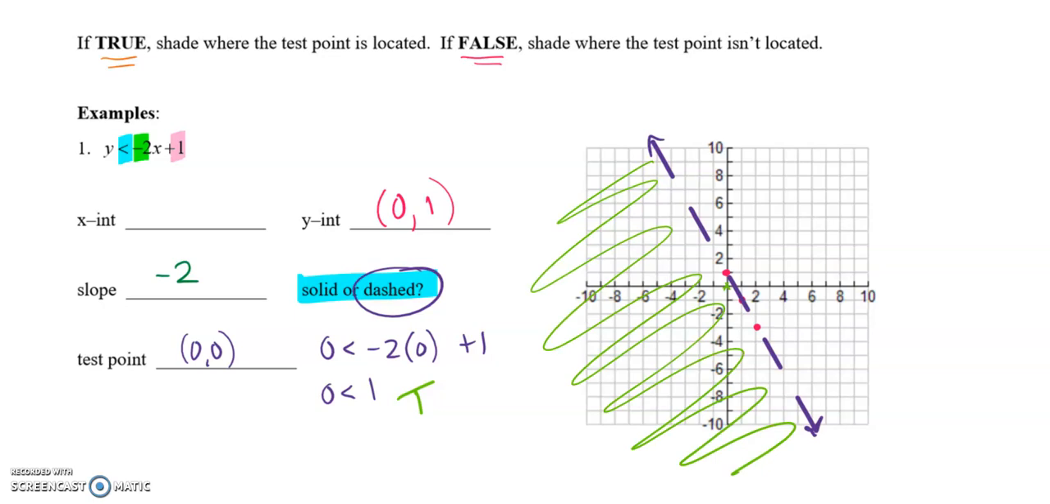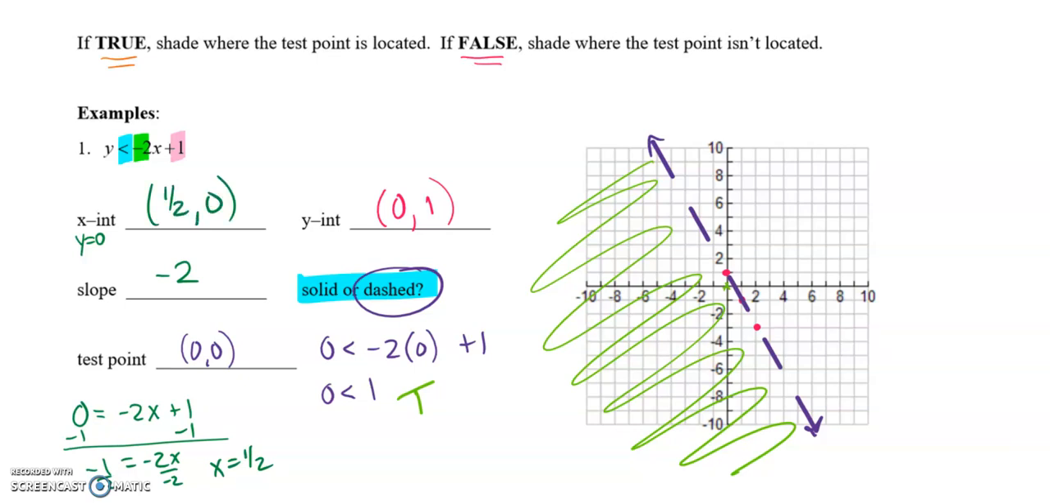The only other thing I have to answer is what's the x-intercept? We know at the x-intercept, y is equal to 0. So we'll have 0 equals negative 2x plus 1. Subtract 1 from both sides. Divide both sides by negative 2. X equals 1/2. So 1/2 comma 0. Ooh, that's pretty good on my graph. Look at that. That looks like a 1/2 comma 0. Whoop, whoop. Doing good.